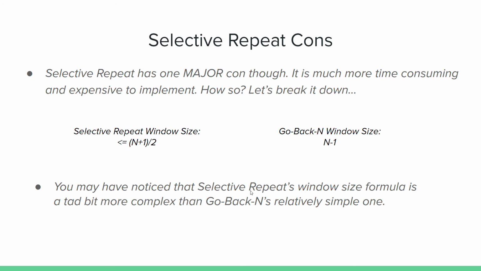However, this comes with one major con though. This is much more time consuming and expensive to implement. So, let's break it down and see. Selective repeat's window size, as you can see, is a much more complicated formula than go back N's, which is relatively simple, just N-1. This is a big difference between the two, and ultimately there are a couple of reasons for this complexity. We're going to take a look at those now.